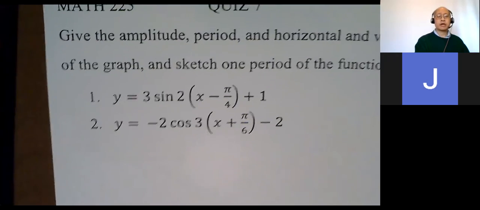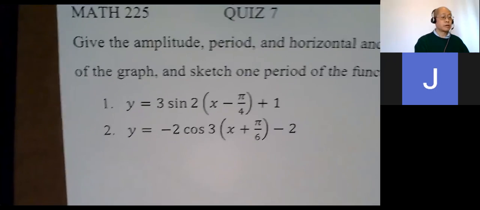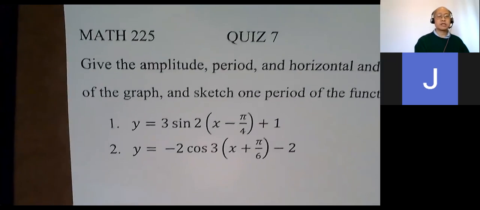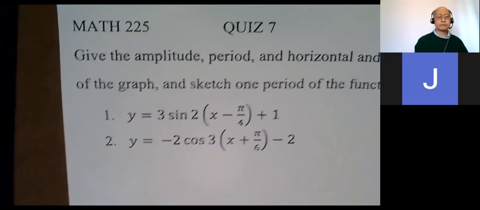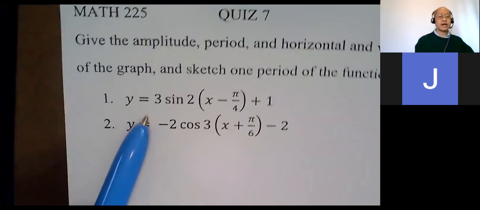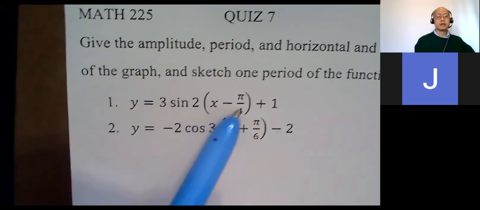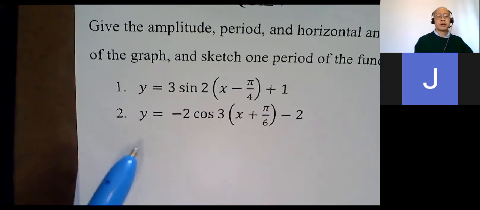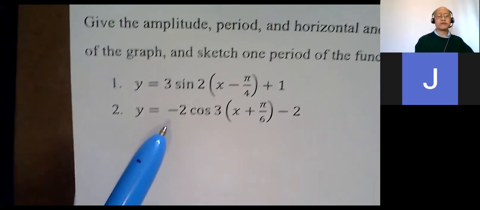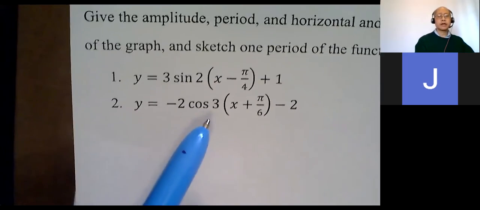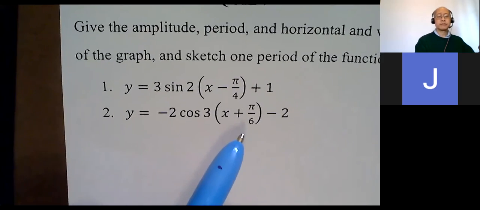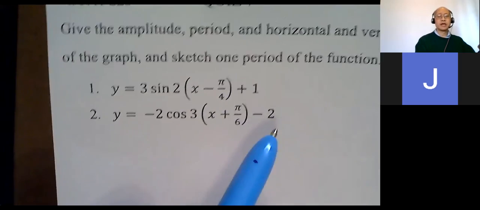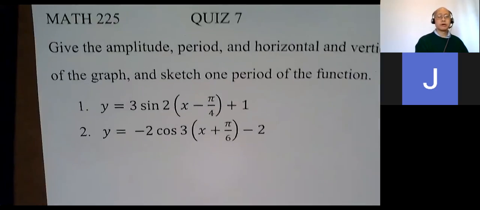Again, number 1, I'm going to make this disappear in a few seconds. Number 1, y is 3 sine of 2 parentheses x minus pi over 4 plus 1. This is A, this is B, C, and D. Number 2, y equals -2, that's A, cosine 3, that's the B, x plus pi over 6, so the C is -pi over 6, and the D is -2. I'm going to assume everybody has it now, so I'll make this disappear.